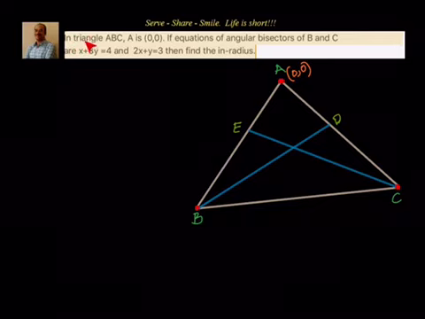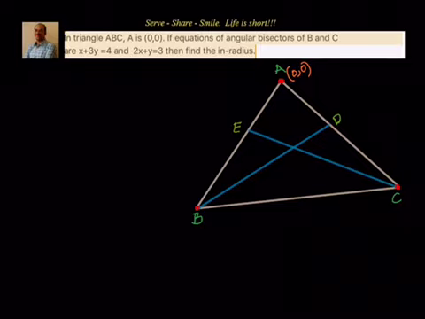Let us look at this very interesting problem related to coordinate geometry, straight lines. In triangle ABC, coordinates of vertex A is (0, 0). If equations of angular bisectors of B and C are x + 3y = 4 and 2x + y = 3, then find the inradius.